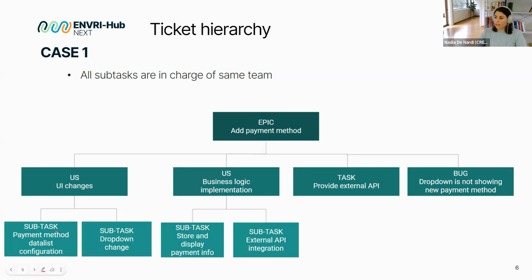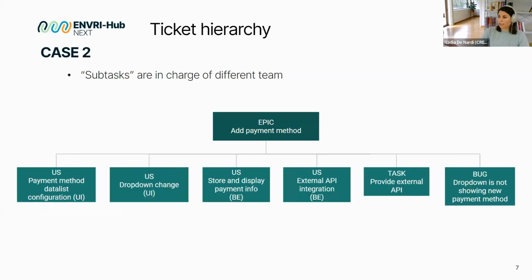This structure is fine in case all subtasks are in charge of the same team. Because, for example, if this task is in charge of my team and this task instead is in charge of another team, and the member of the other team is not completing his task, I will not be able to close my user story, okay, and fulfill my target. In this case, when the smaller activities are in charge of different teams, we can proceed like this.